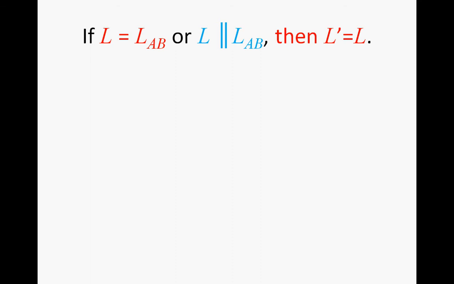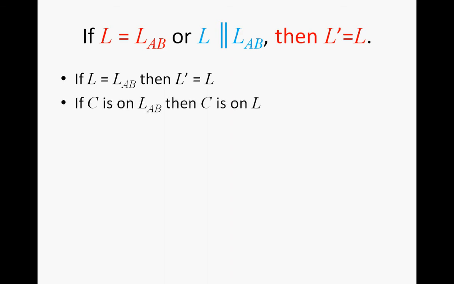So if line L is the same as the line that has a vector AB, or if L is parallel to a line that has a vector AB, then L prime is the same as L. So if L is equal to line vector AB, then L prime is equal to L. Let's look at that first one. So if we pick a point C that is on the vector line AB, then C is also on L.